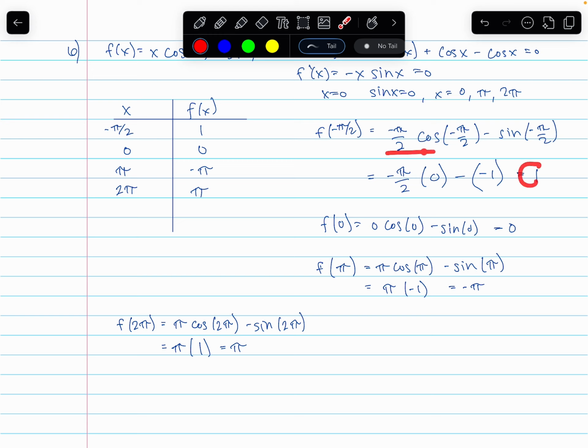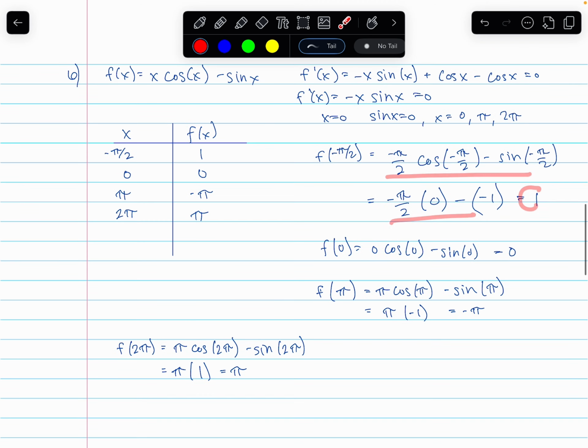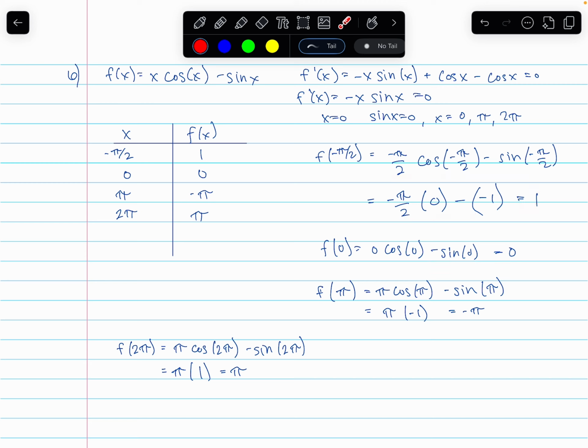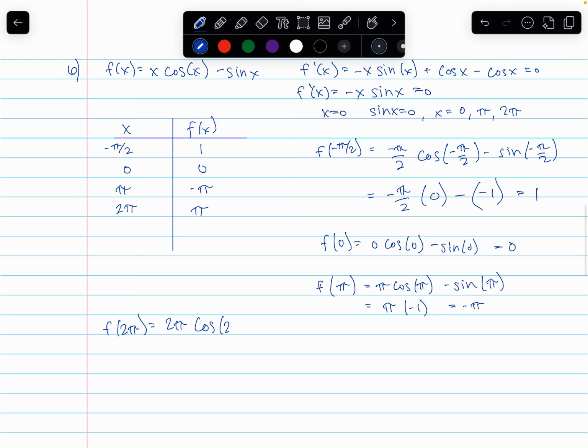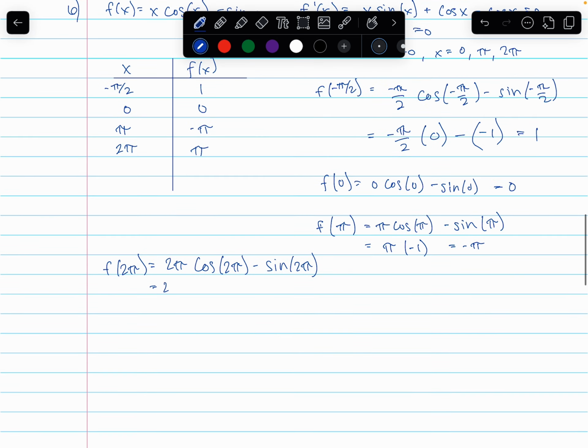So that's going to be 1. Okay. Oh, what the heck? Sorry. For 2 pi, I plugged in pi, not 2 pi. So f of 2 pi is going to be equal to 2 pi, there we go, times cosine of 2 pi minus sine of 2 pi. So that's going to be equal to 2 pi times 1 minus 0, which is going to be equal to 2 pi.